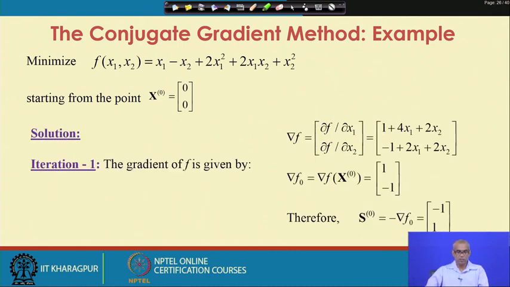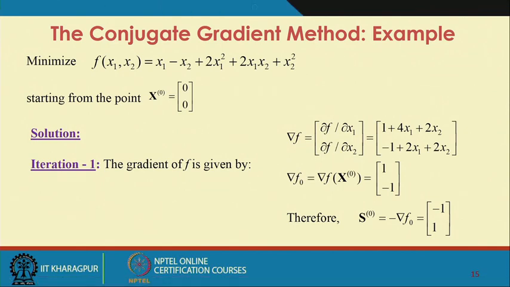So, in iteration 1, the gradient of the objective function is evaluated first. You take del f del x 1 and del f del x 2, which are evaluated as 1 plus 4 x 1 plus 2 x 2 for del f del x 1, and minus 1 plus 2 x 1 plus 2 x 2 for del f del x 2. Put x 1 equal to 0 and x 2 equal to 0, and we get the gradient at x 0 as (1, minus 1).